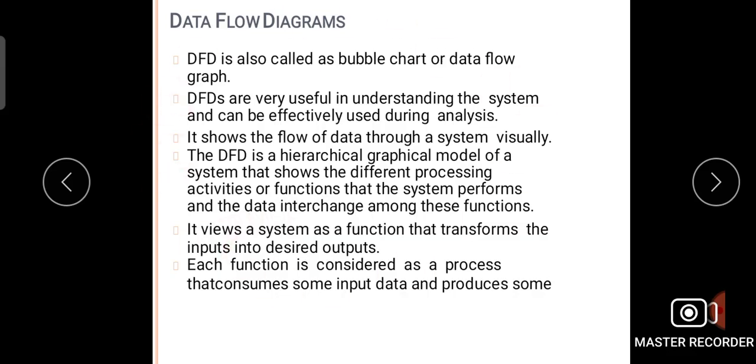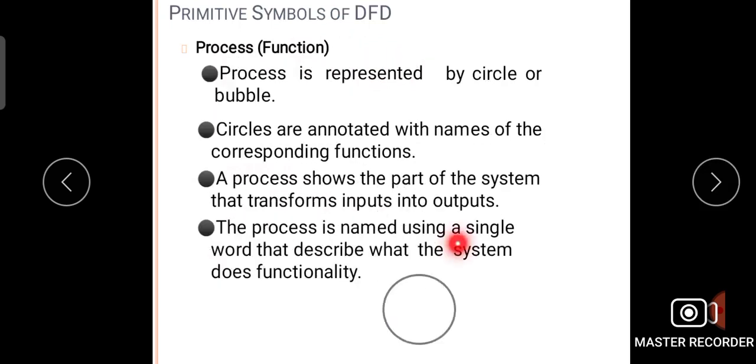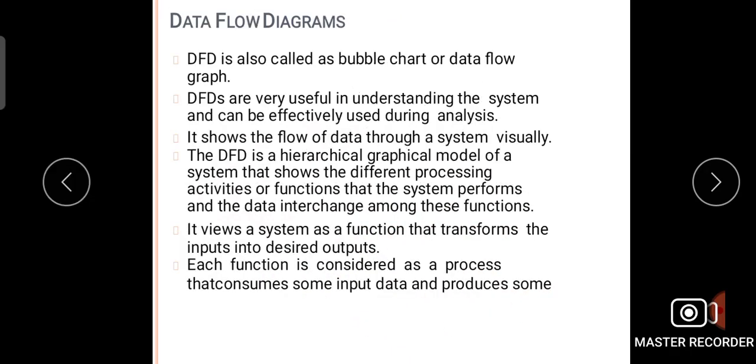Data flow diagram, DFD, is also called a bubble chart, or we can also say a data flow graph. Why is this diagram known as a bubble chart? Because we use this type of bubble in every DFD level diagram. That's why it is known as a bubble chart or data flow graph.